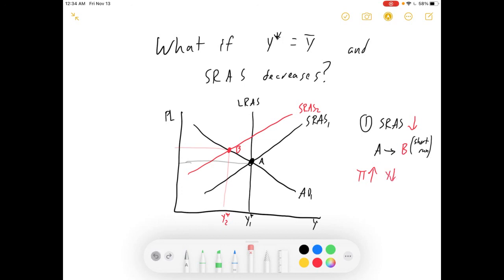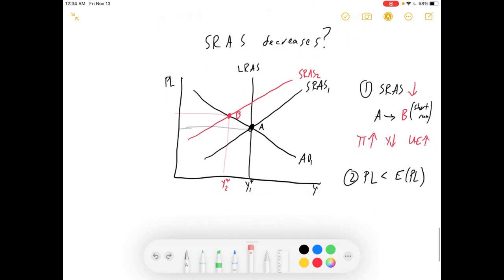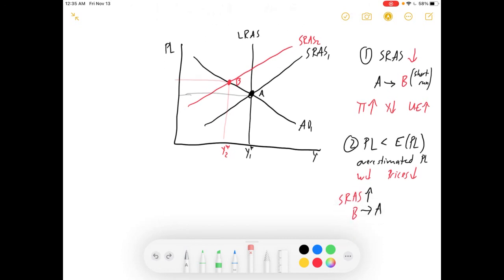Inflation is going to be going up, GDP is going to be going down, unemployment is going to be going up. Our price level is less than our expected price level. Expected price level being where the two supply curves meet, and the price level being where the short run supply and the aggregate demand meet. And that means we've overestimated our price level. And so once again, input prices are going to fall, which will increase the short run aggregate supply. And we're going to just slide back along down to point A.